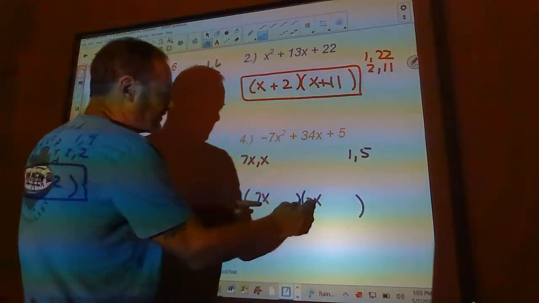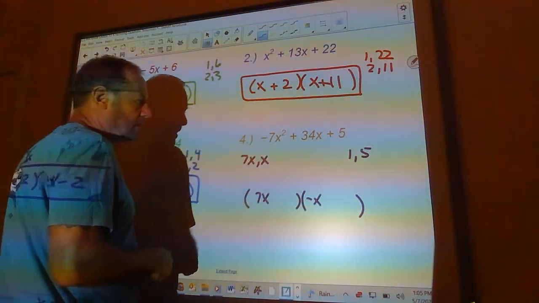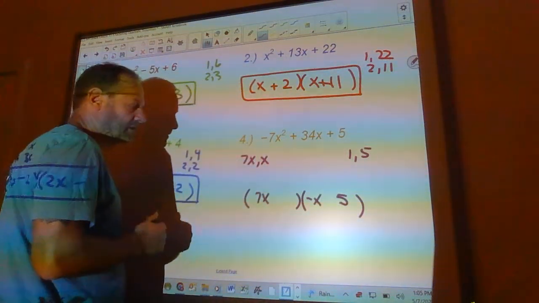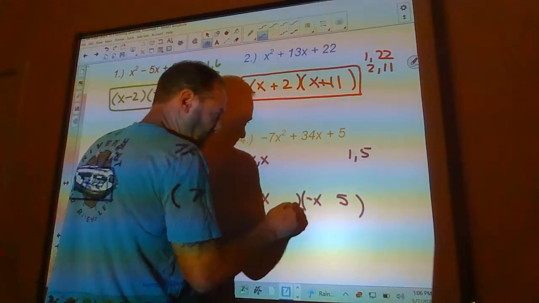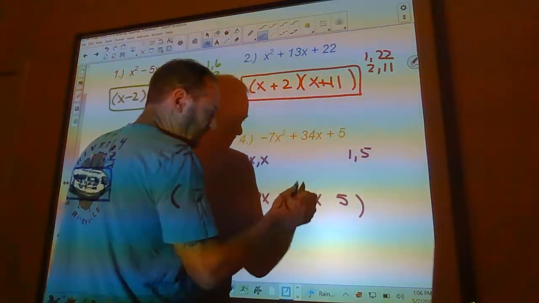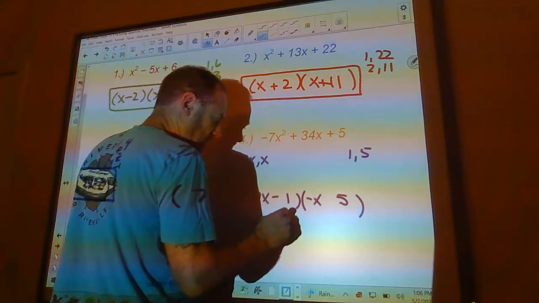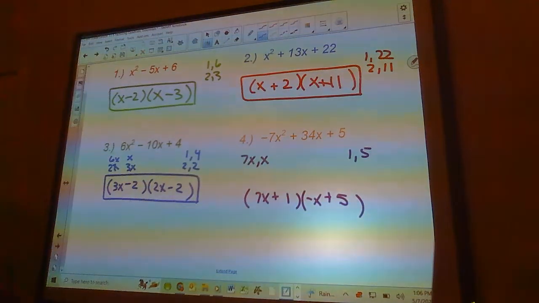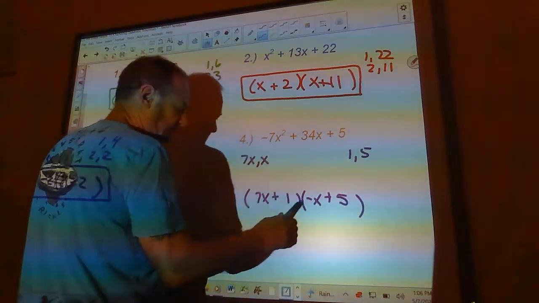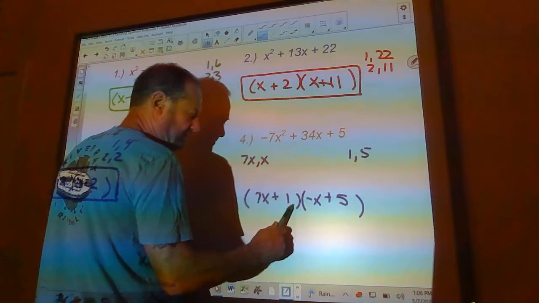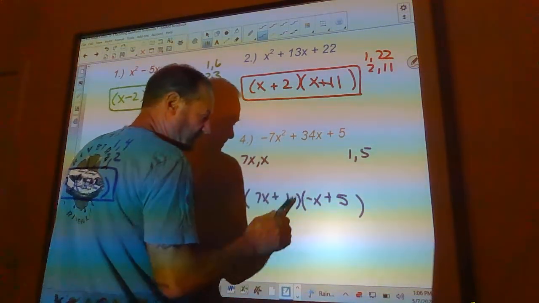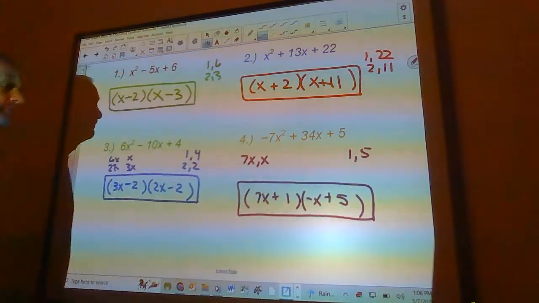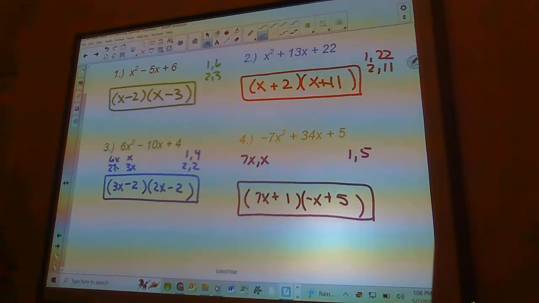So that gives me my negative 7x squared right here. I'm going to put the 5 here because 5 times 7 is 35, and then this will be a 1, and that'll make negative 1, and that makes 34. So whoops, that's going to be a plus, and that's going to be a plus. So this makes negative 7x, this makes 35, this makes negative 1x, which makes 34 in the middle, and then I get positive 5 on the outside. And there you go. So hopefully you got all those.